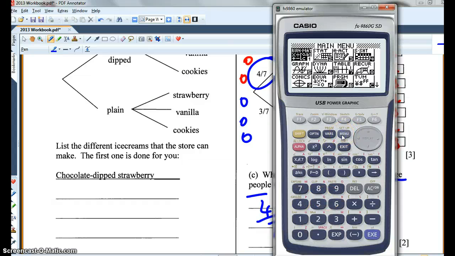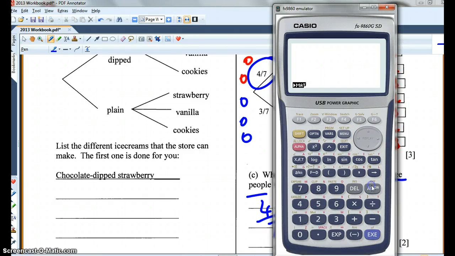Is it times or plus? It was times. Can I just go 4/7 times 3? No, because that won't work. Or you could go bracket 4/7 to the power of 3, and then hit equals. That's 64/343.